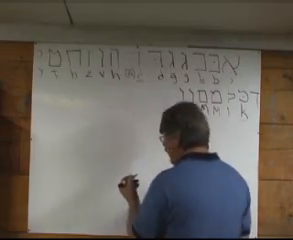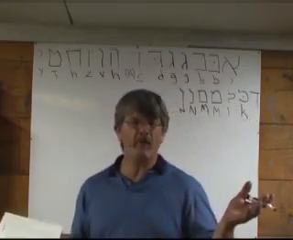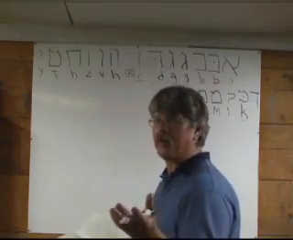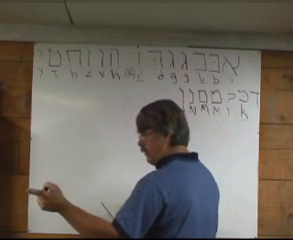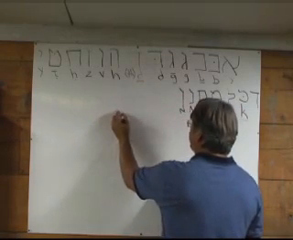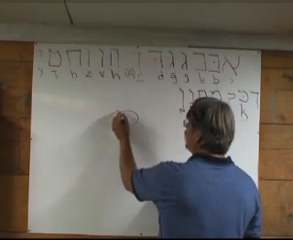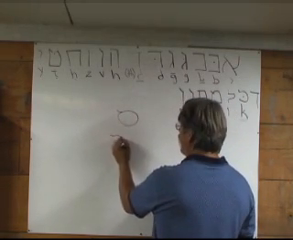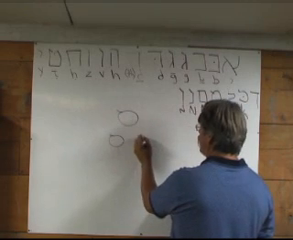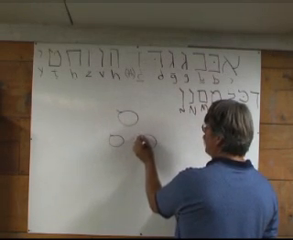Okay, we have Nun. The next one is Samekh. Now, for whatever reason, Samekh has always been difficult for me to draw, and it's not that difficult. It's not a circle, and yet it is. But you have a little tail. You have a little upward tail, and I always have trouble connecting that for whatever reason. Samekh is that. You just do a little circle, and there's a little tail right there.